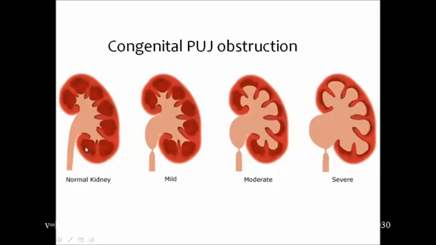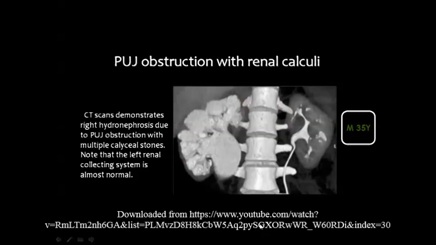This is the degrees of pelvic-ureteric junction obstruction. This is the normal kidney, and this is a mild form, moderate form, and a severe form where you get ballooning of the renal pelvis and the calyces as well. And this is an advanced degree of pelvic-ureteric junction obstruction on the right side, as seen by CT urography.